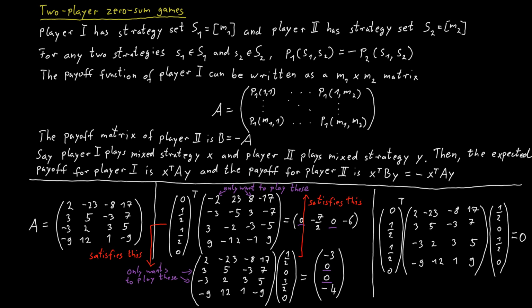Now, this concludes my introduction of two-player zero-sum games and the associated notation that I'm going to use. And in the following videos, we want to investigate whether Nash equilibria exist in those games and what type of properties Nash equilibria have.